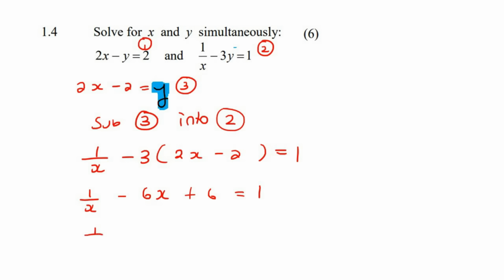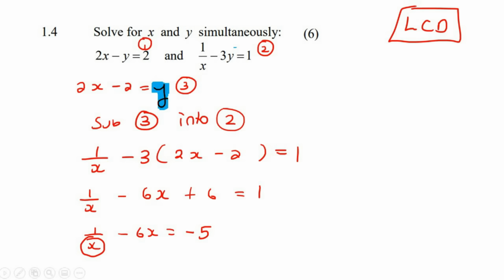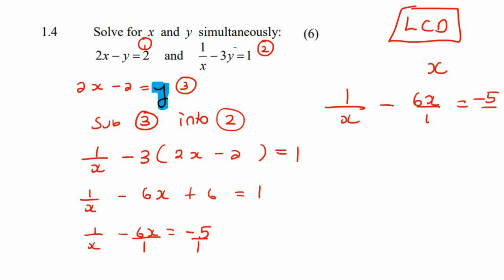I'm going to take the 6 over to the other side. I mean, there's so many different things you could do right now, but I'm going to take that 6 over to the other side. So we end up with 1 minus 6, which is negative 5. See the fraction? Whenever you get a fraction, you need to get a lowest common denominator. So the lowest common denominator here, if you think about all of these being over 1, would just be x. So let's quickly rewrite this. 1 over x, take away 6x over 1 equals negative 5 over 1.